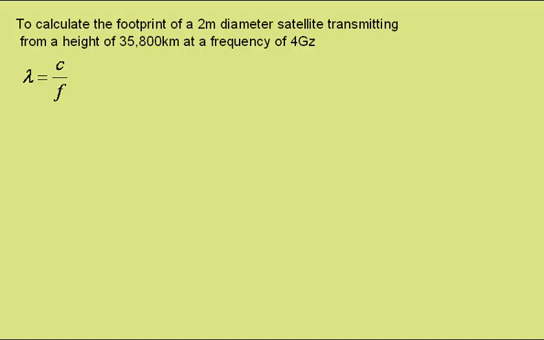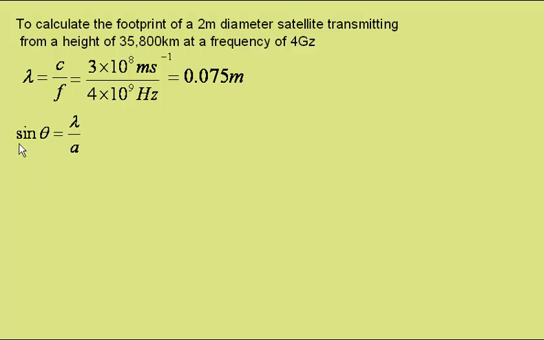Well, wavelength, lambda, is equal to the speed of light in a vacuum c divided by the frequency of the radiation f. Putting the numbers in, c is 3 times 10 to the 8 meters per second over the frequency of 4 GHz, 4 times 10 to the 9 Hertz. Must convert everything into SI units at the calculation stage. This gives us a wavelength of 0.075 meters.